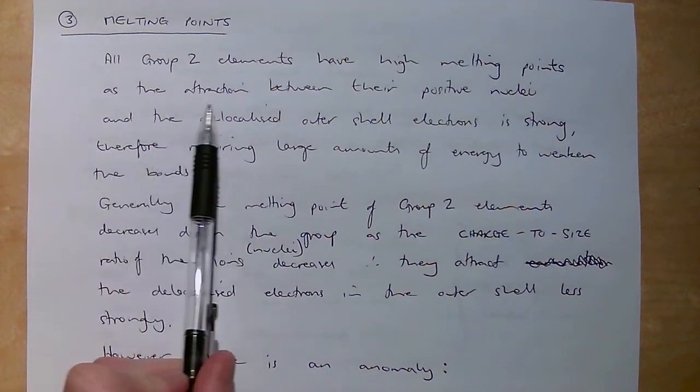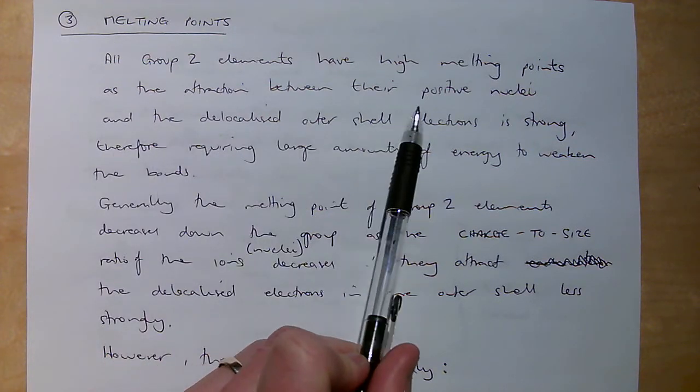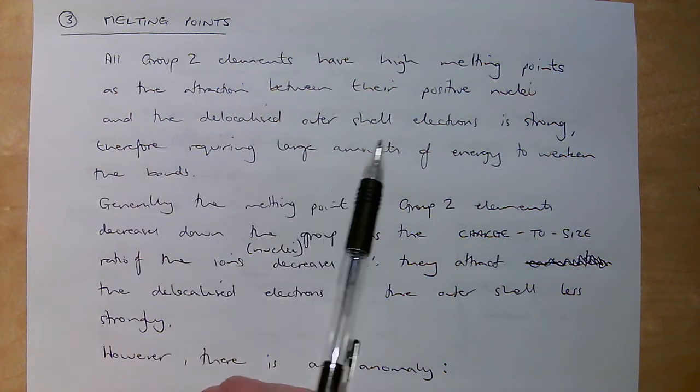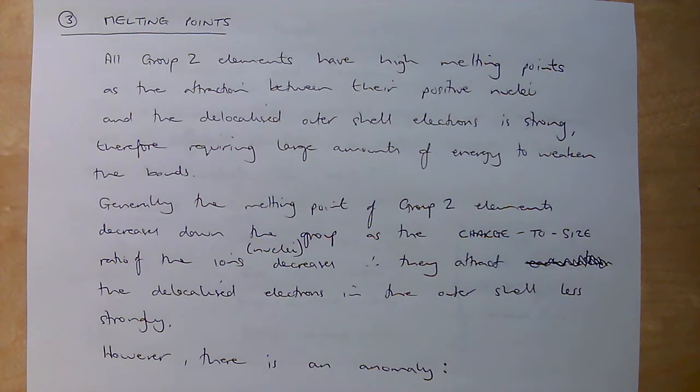This is because there is an attraction between the positive nuclei in the layers and the delocalized electrons in the outer shells. So we've got these attractions between the positive nuclei, or as it's often written in the books, the ions, the layers of ions surrounded by a sea of delocalized electrons. Therefore we need quite a lot of energy just to break that bond between that positive nucleus and the delocalized electron.